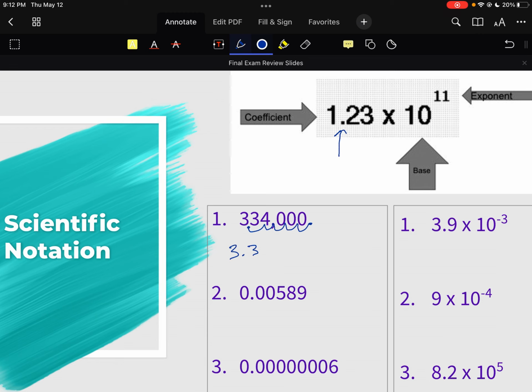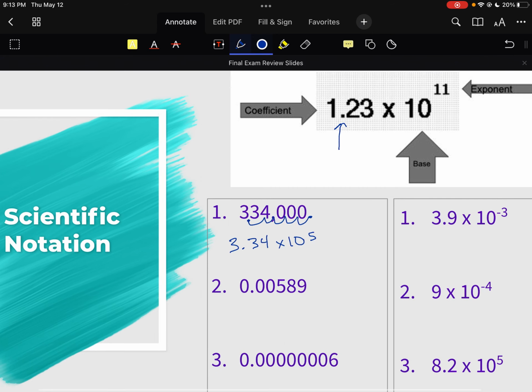So now this number becomes 3.34 times 10, and I know it's going to be a 5. Because this is a big number, my exponent is going to be positive. So I'm going to leave it as a 5. Okay, for number 2, I want my decimal after the 5. I move it 3 spaces. So my number is times 10 to the 3, but because this is a little number, less than 0, it's going to be a negative 3.